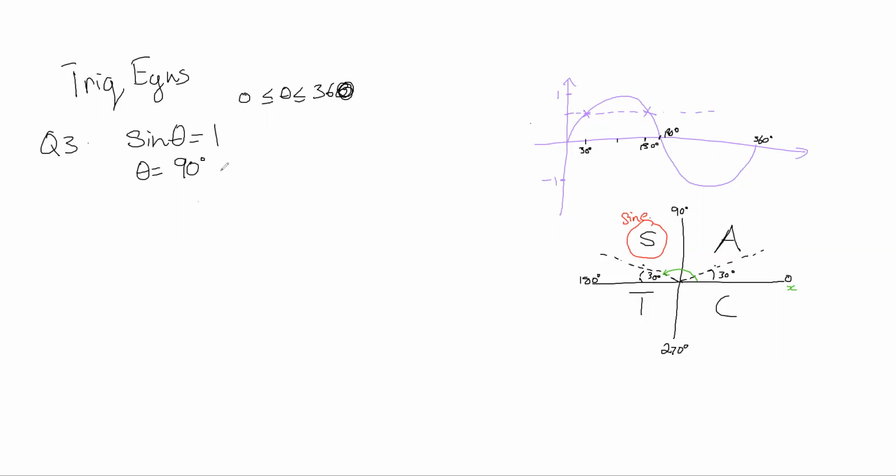Why doesn't this have two solutions? Well, let's take a look. Let's use the same method. So we want to know where we have positive values because we're looking for a positive 1. Where does sine have positive values? The first and second quadrant.